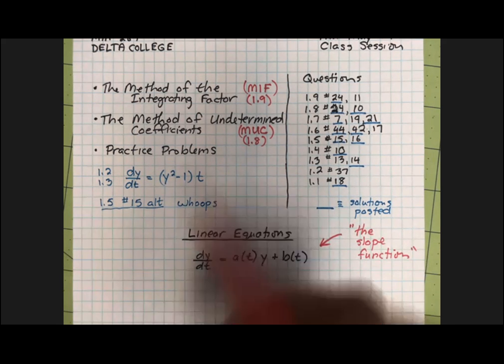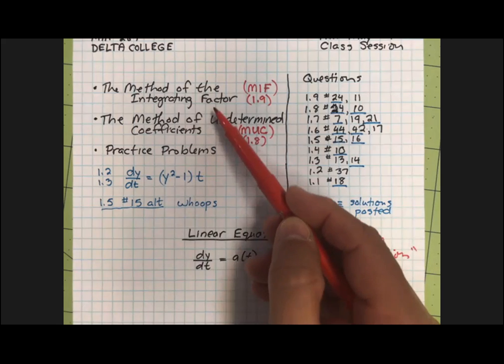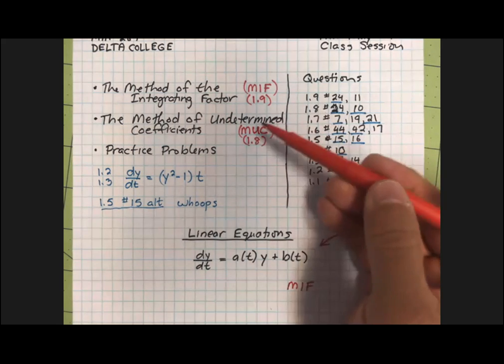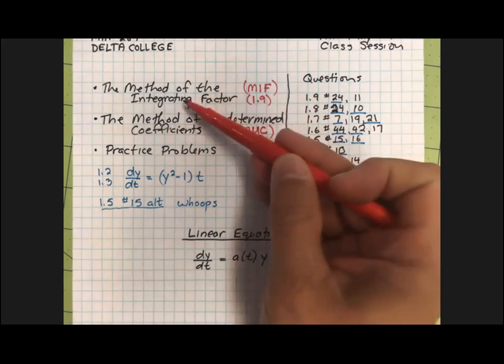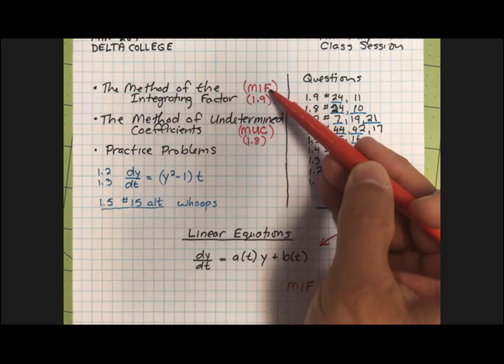Bearing in mind, I've given you one example of the method of undetermined coefficients and no examples of the method of integrating factor. Before I do another example, let me make a little chart here for you. Just to avoid writing out long words, I'll abbreviate the method of the integrating factor and the method of the undetermined coefficients. So, pluses and minuses.